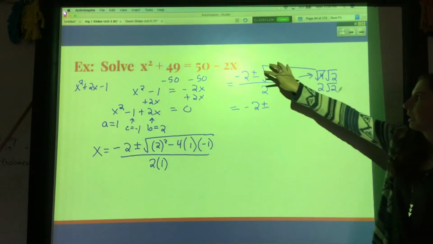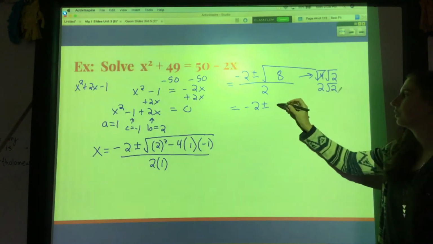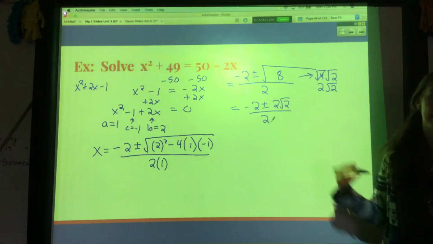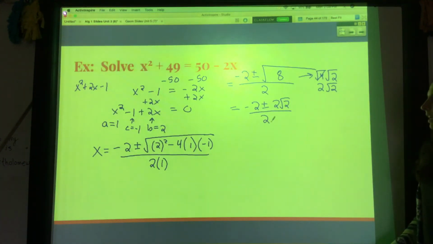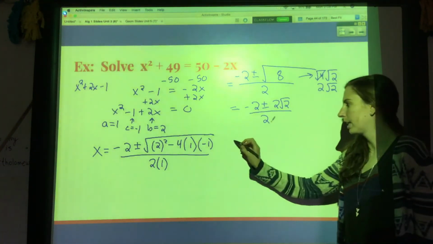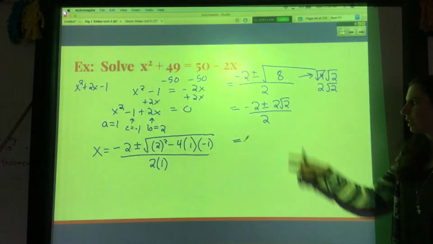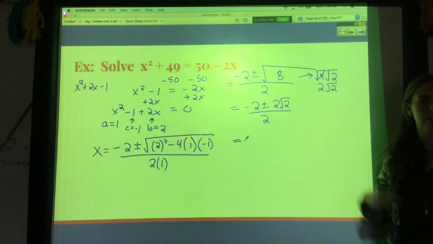Basically, I'm just going to replace 8 with 2 root of 2. Because remember, the more you can get outside the radical, the better. So now I have a lot of 2's going on here. With fractions, you can always split up a fraction over the denominator.